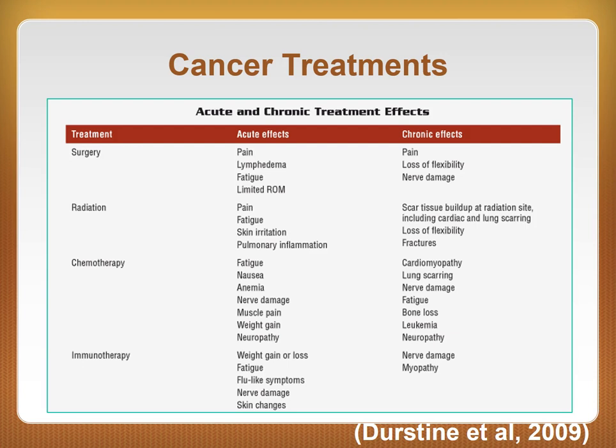Chemotherapy is a type of cancer treatment that uses drugs to kill cancer cells. The acute and the chronic effects are listed in the table, including weight gain, fatigue, and bone loss. Immunotherapy is a type of treatment that helps your immune system fight cancer. The acute and the chronic effects are listed in the table, including weight gain, fatigue, nerve damage, and skin changes.